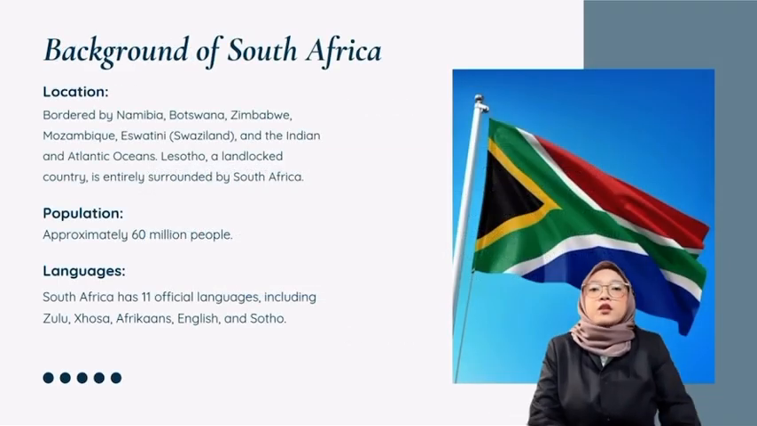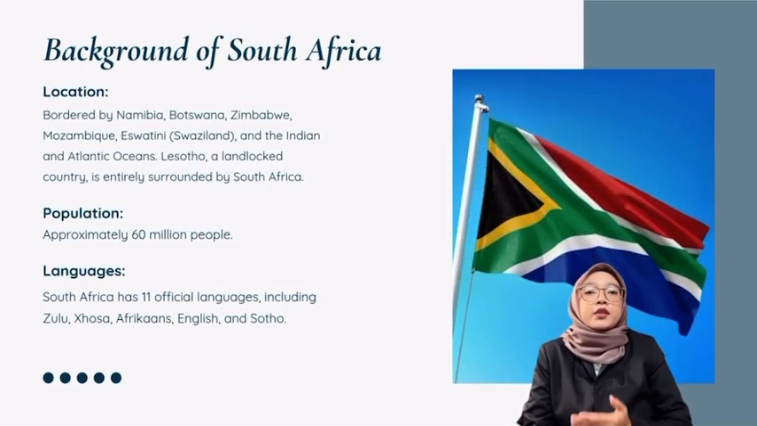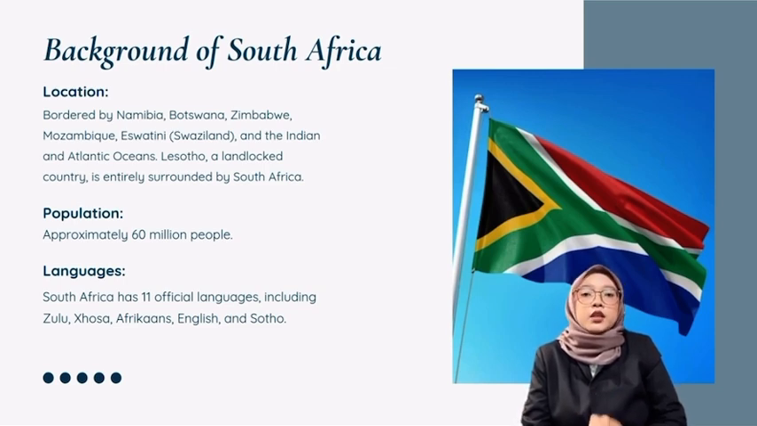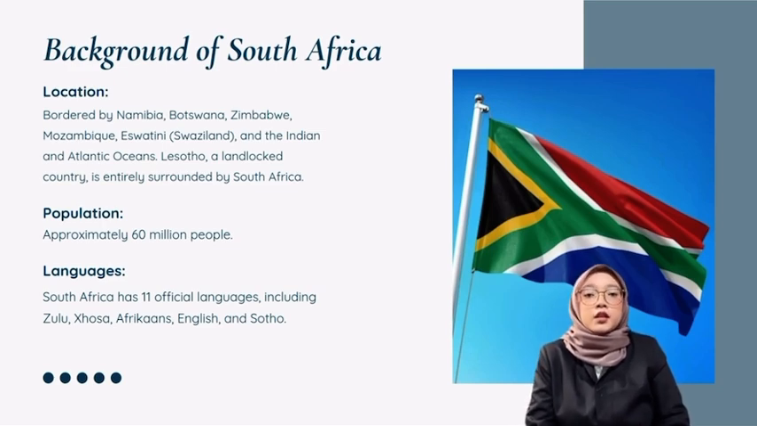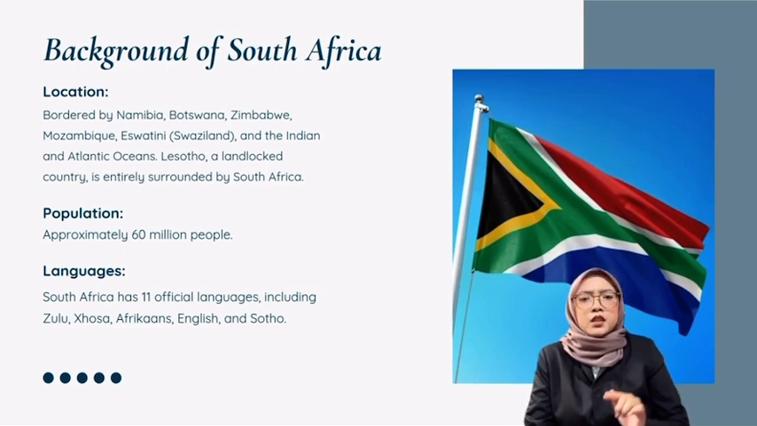levels. South Africa is a country located at the southernmost tip of the African continent. It is known for its diverse landscapes, rich cultural heritage, and complex history. South Africa is bordered by Namibia, Botswana, Zimbabwe, Mozambique, Eswatini, and the Indian and Atlantic Oceans. Lesotho, a landlocked country, is entirely surrounded by South Africa. The population of South Africa is approximately 60 million people.